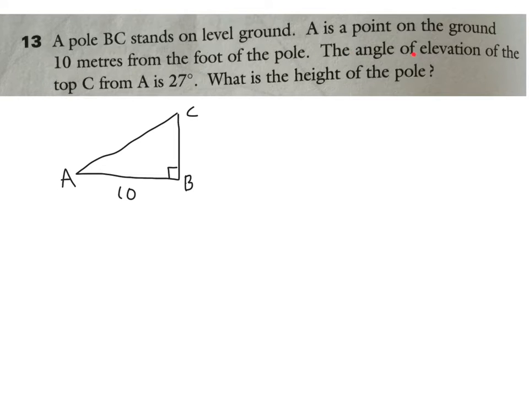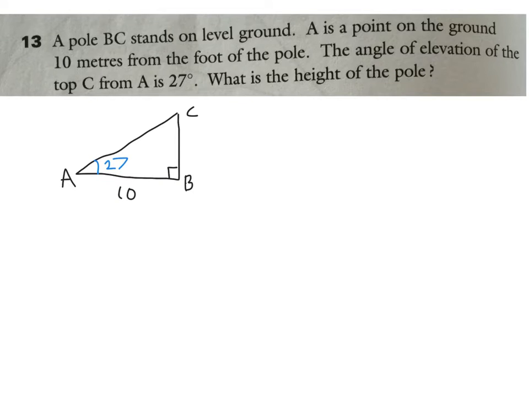The angle of elevation of the top C from A is 27 degrees. So what angle is that? Well, it tells you it's from A. So it's the angle at A. It's called elevation because it's the angle you don't go straight across, but you elevate upwards and look upwards. So the angle of elevation is the angle that you look upwards from horizontal, and that is 27 degrees.